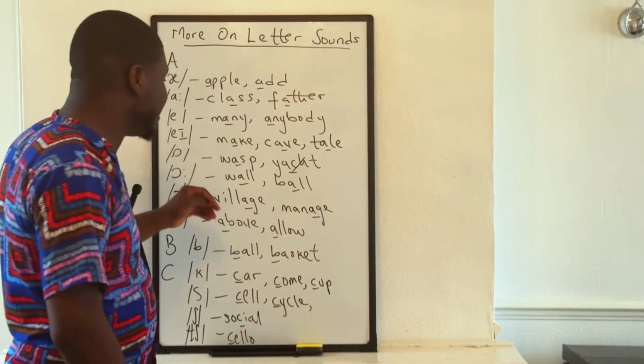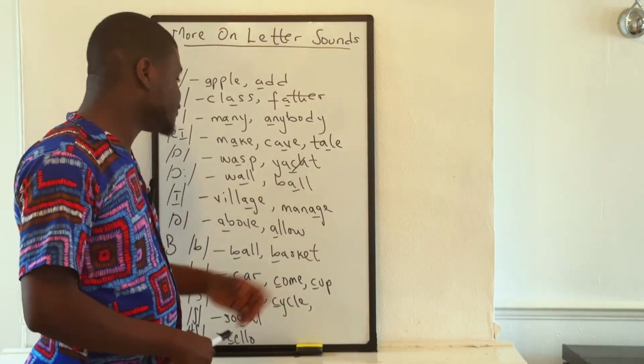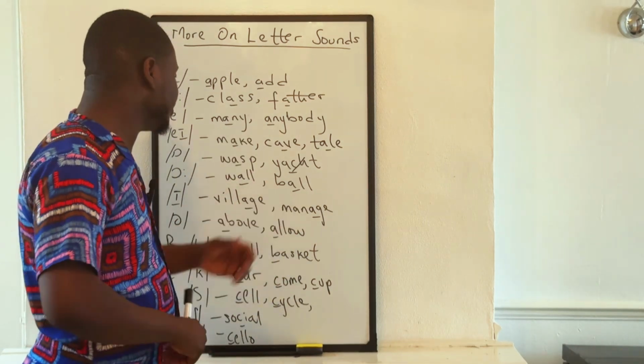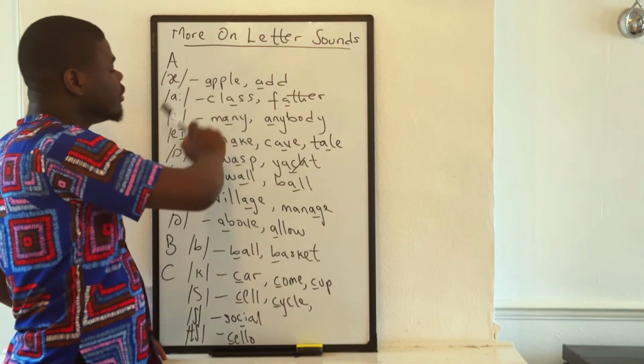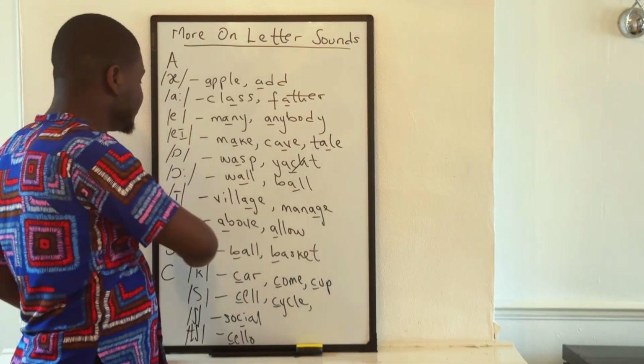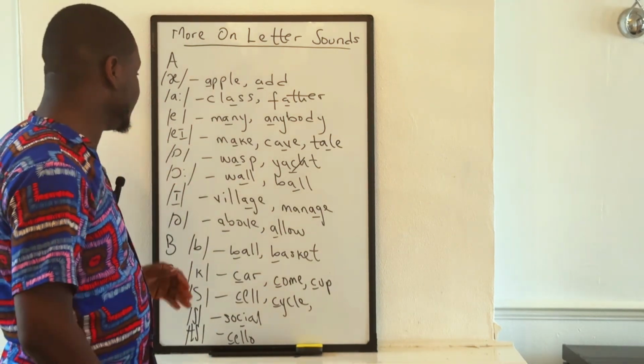The next one is the /ɪ/ sound, as in village. So that's the letter A also giving us the letter I sound, that's the village. And then the next word is manage. So in the word manage, the first letter A gives us the /æ/ sound, while the second letter A gives us the /ɪ/ sound. So that's letter A giving us all of these sounds.